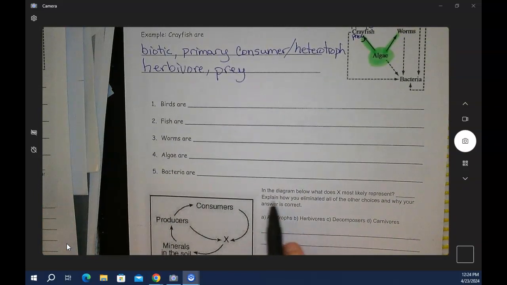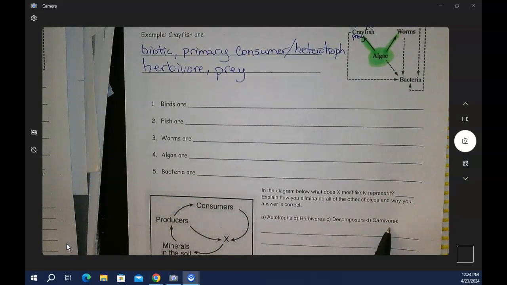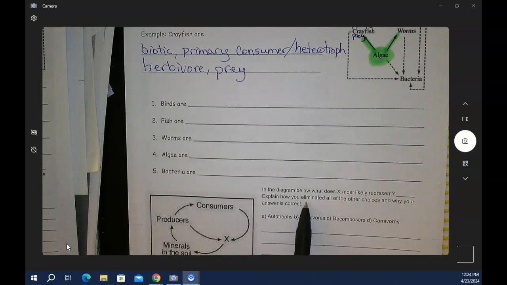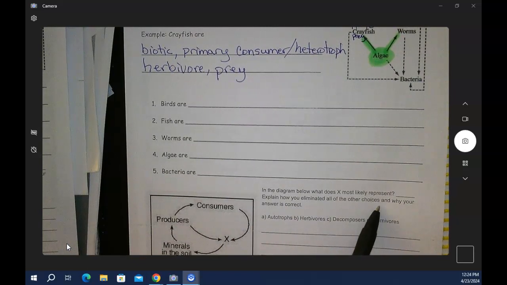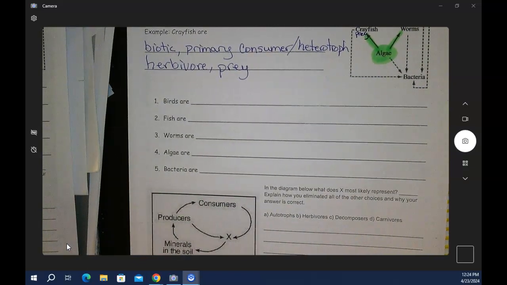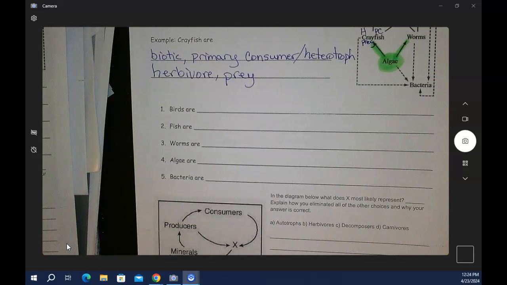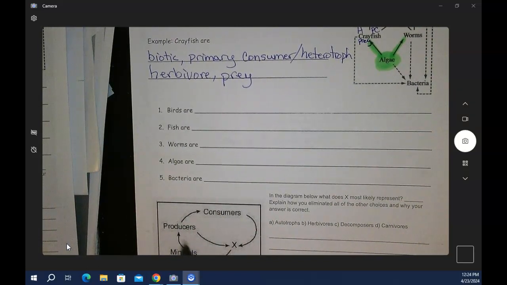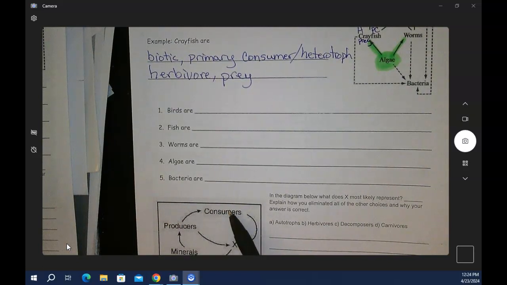At the bottom, it says in the diagram below, what does this X most likely represent? It's either an autotroph, an herbivore, a decomposer, or a carnivore. They want you to explain how you eliminated all of the other choices and why your answer is correct. So you look at the arrows and you'll notice that they've labeled producers, or the plants, right? The producers, the energy goes into the consumers. The energy from the consumers goes into X. The energy from the producers goes into X.